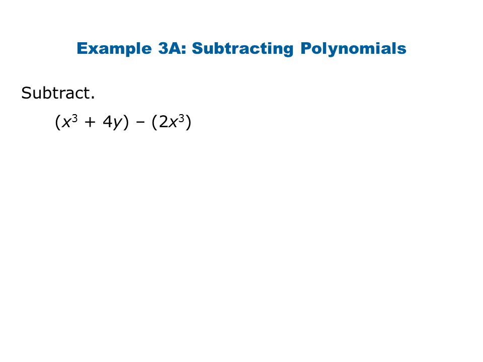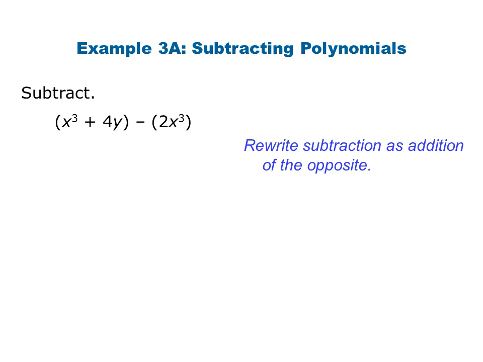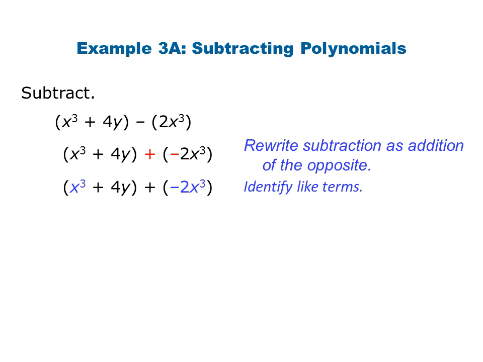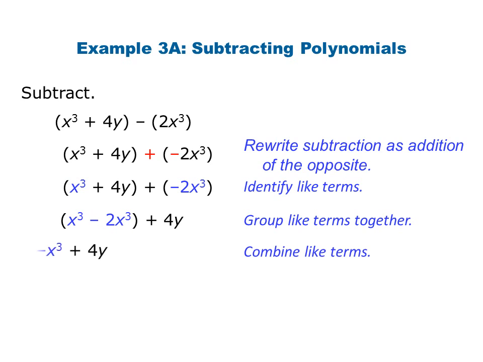Here's an example. Now, the left side stays the same, but the right side is going to change. The opposite of 2x cubed is going to be negative 2x cubed. Now, we try to find the same terms. Which ones are they? X cubed and negative 2x cubed are the same. So we subtract them, and when we subtract them, this is the answer we get. Is that clear? Okay. You can pause the video and understand it carefully.